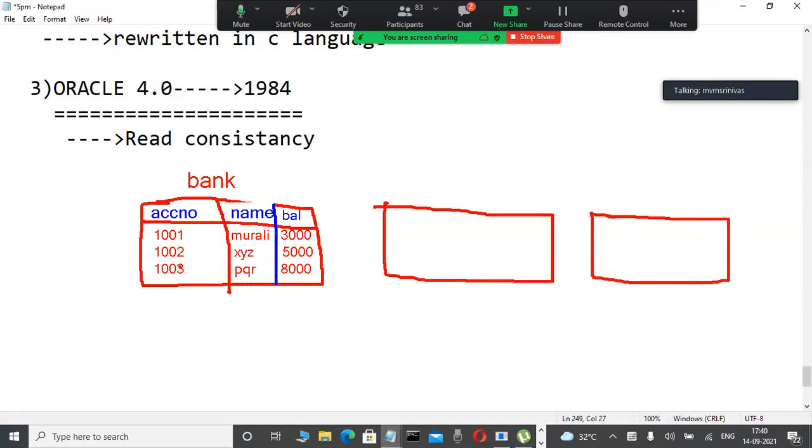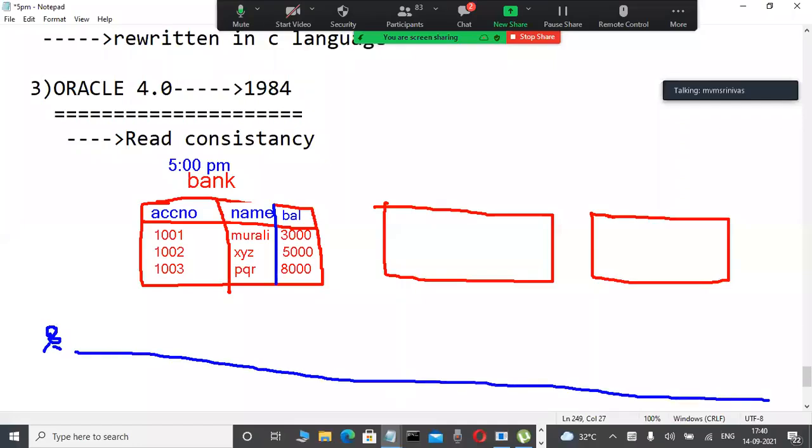Actually, this is a bank table, for example. Today at 5 o'clock PM, one user is writing some query. This is a manager or user requesting some data, for example. What data are they requesting? They write select star from bank, for example.